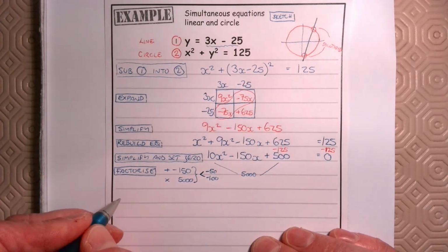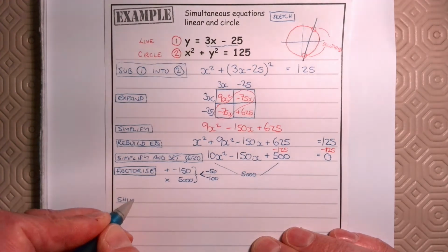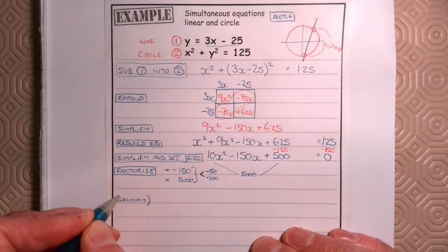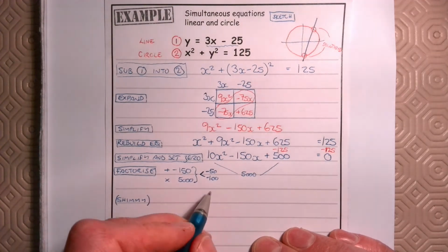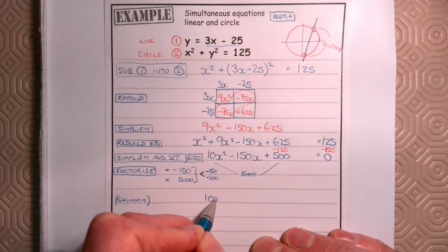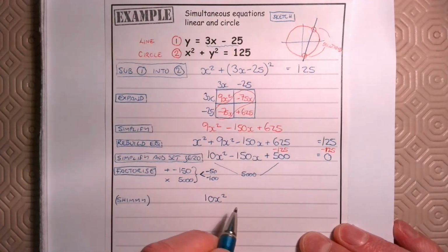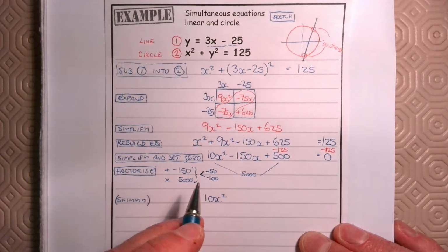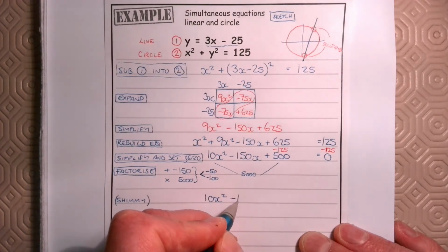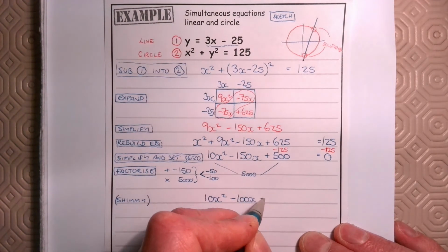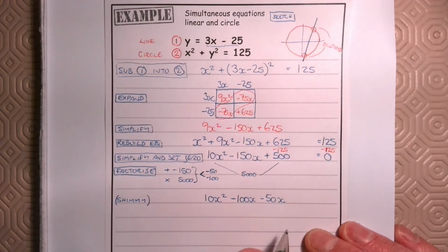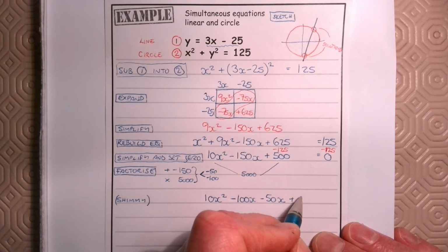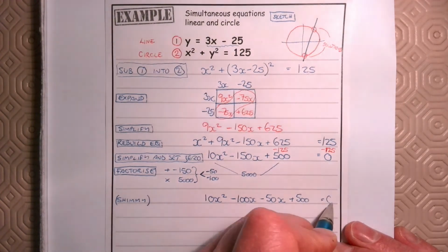Now we need to do the shimmy factorising, okay? So we've got 10x squared. Now shimmy factorising is factorising partition. Partition means split up, so we've split our 150x up into minus 50 and minus 100. So let's do minus 100x minus 50x. We've still got the plus 500, and it all still equals 0.